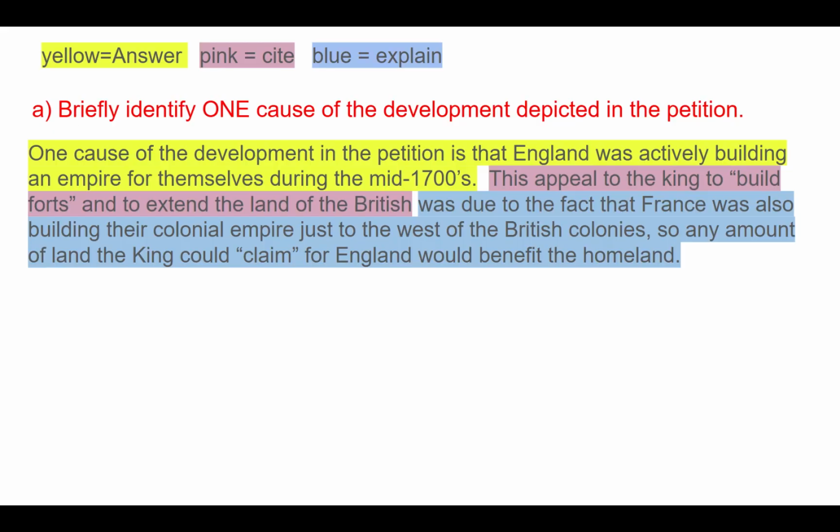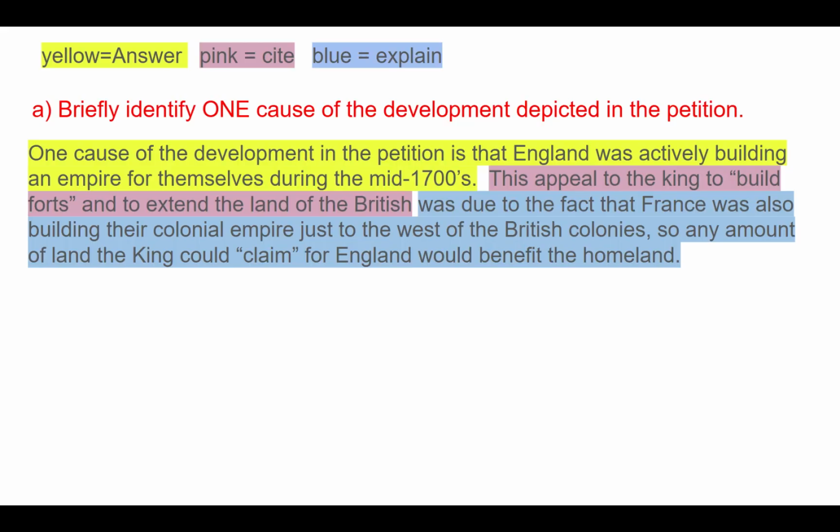Okay, there's a straight up answer. What caused them to talk about this land beyond the Appalachians? They're building an empire, plain and simple. Okay, now you need something specific that is from the document. This appeal to the king to, quote, build forts and to extend the land of the British.